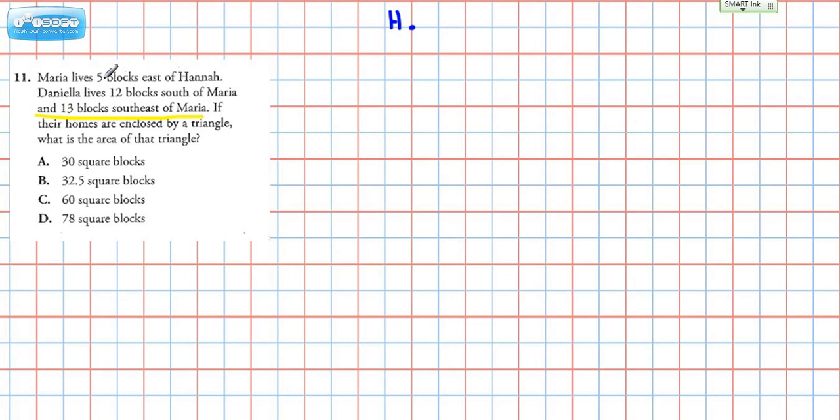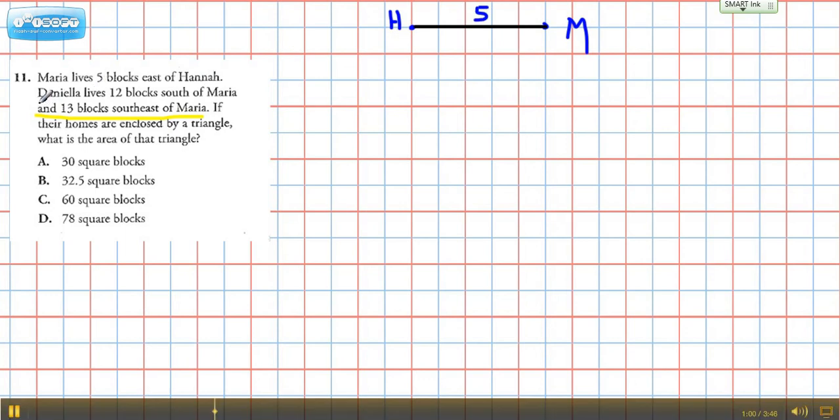So let's just dissect the part that I don't have underlined in yellow, and we'll try to plot that on our coordinate plane. So if Maria lives 5 blocks east of Hannah, that means we're going to go this way towards the east. So let's just count out 5 spaces. 1, 2, 3, 4, 5. All right, so Maria would live there, and we could even draw a line to connect the points to visualize it. And that's 5 units, so let's put a little 5 there.